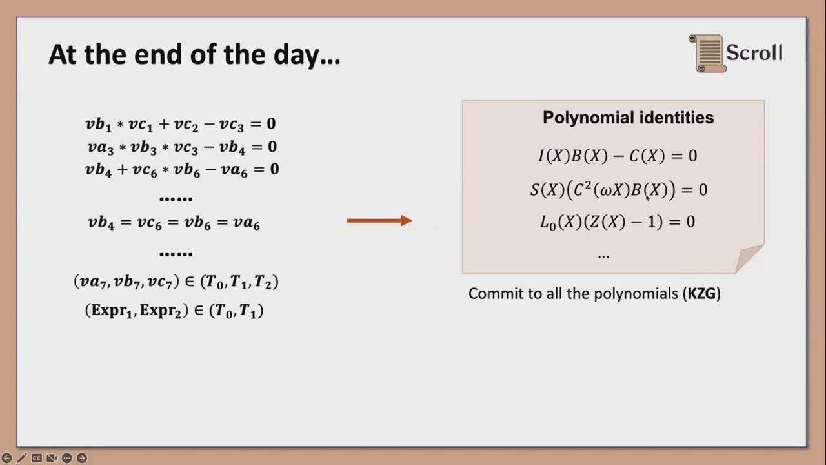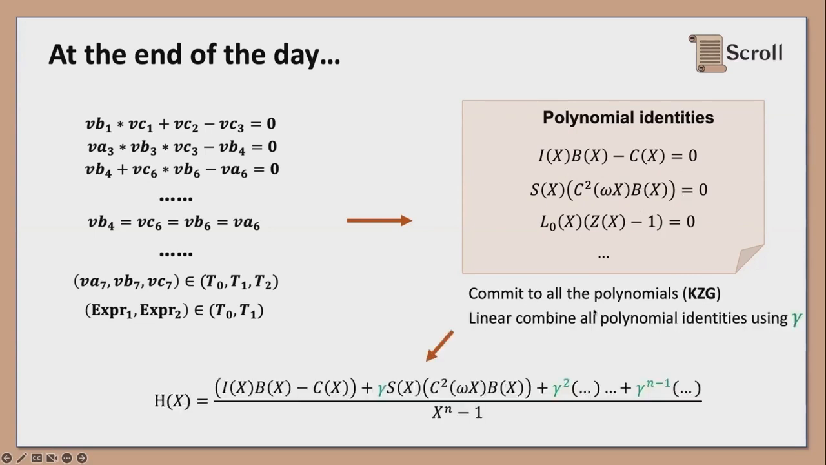So the prover needs to commit to all those polynomials and later prove that all those polynomials open at random points to be 0. For efficiency, it will linearly combine all the polynomial identities using gamma, because it needs to prove that all those polynomial identities vanish over the same set of points. So you use gamma to linearly combine all those polynomial relationships and divide by the vanishing argument.